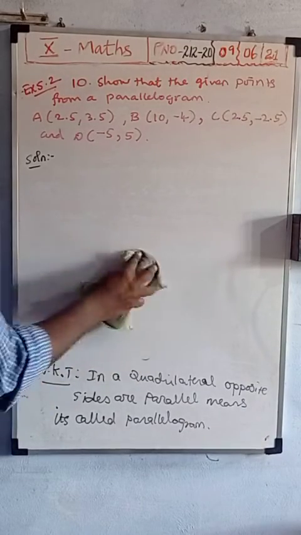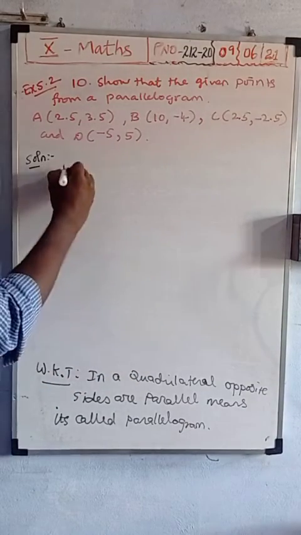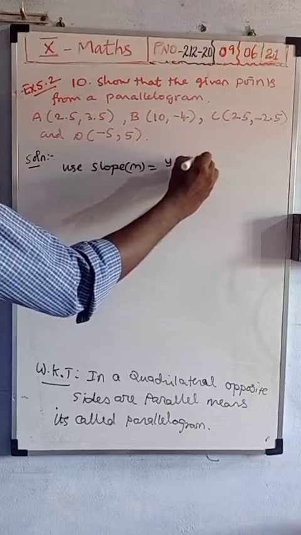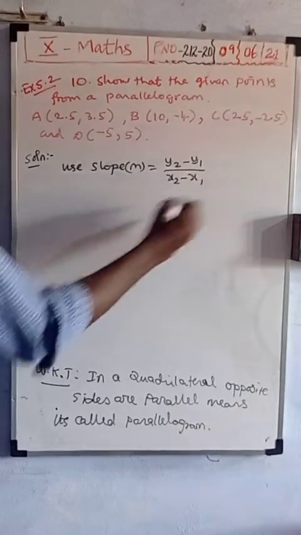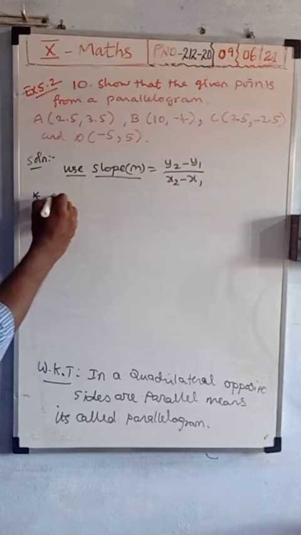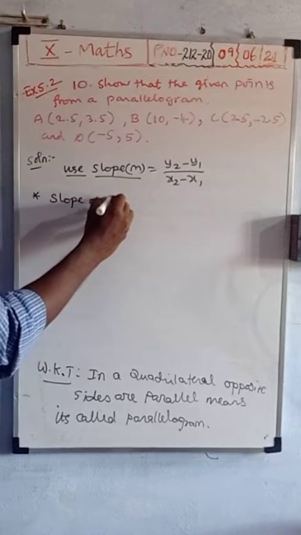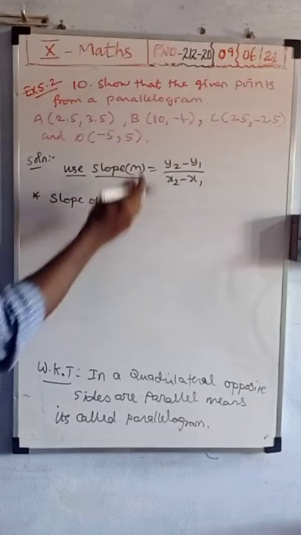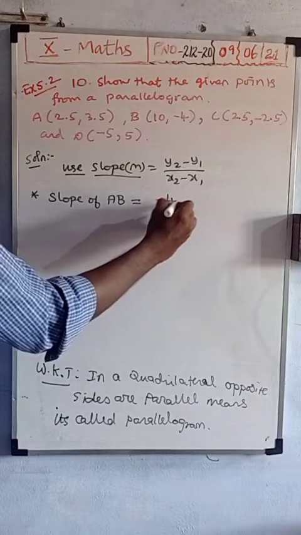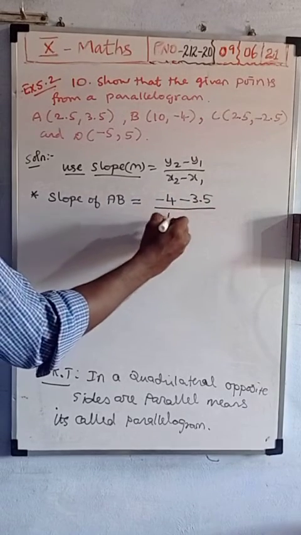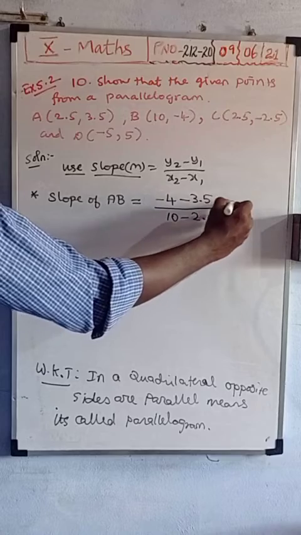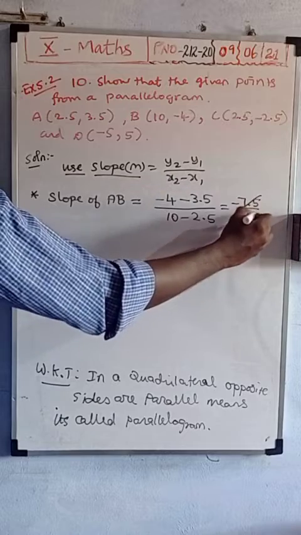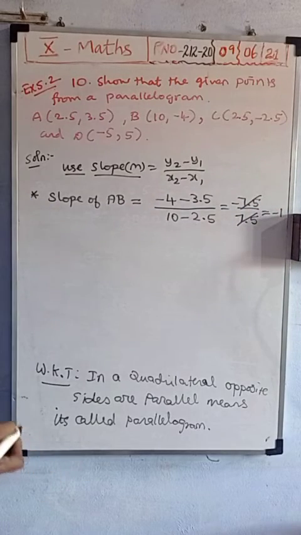First use the slope formula: m is equal to (y2 minus y1) divided by (x2 minus x1). First we want to find the slope of AB. A point is (x1, y1), B point is (x2, y2). Then minus 4 minus 3.5 divided by 10 minus 2.5, so minus 7.5 divided by 7.5. The 7.5 cancels, giving minus 1. This is the slope of AB.